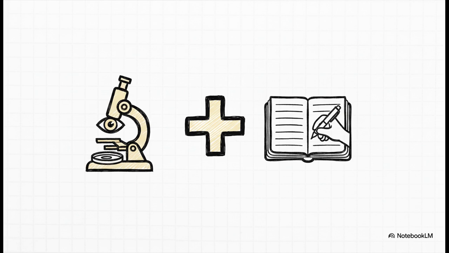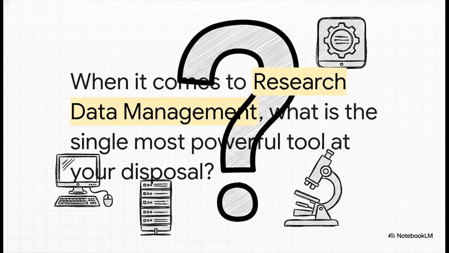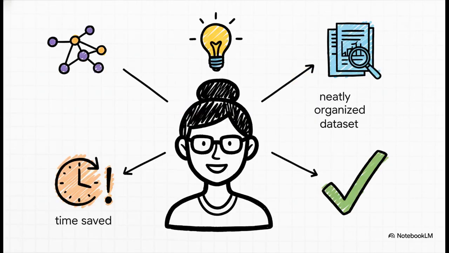Documenting what you're doing while you're doing it is the single most powerful habit you can build for good data management. It changes everything. So when it comes to research data management, or RDM, what do you think is the single most powerful tool you have at your disposal? It's not a piece of software, it's not a platform, it's a person, your university's RDM librarian. These folks are experts. Their entire job is to help researchers like you navigate this exact landscape. I am not kidding. A 30-minute meeting with them at the start of a project will save you countless hours of stress and frustration down the line.